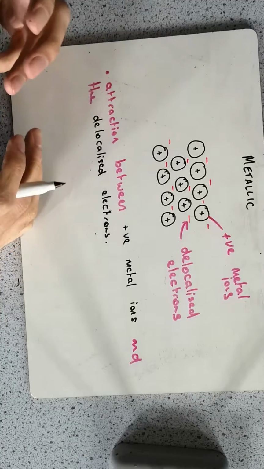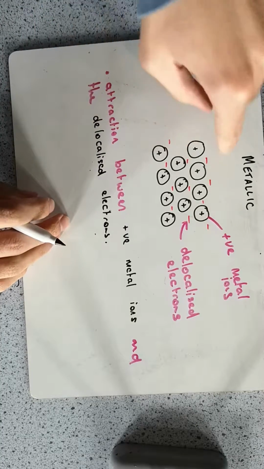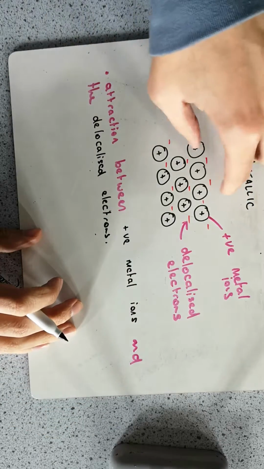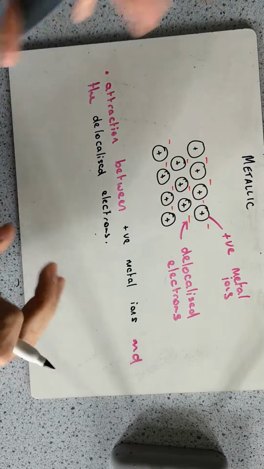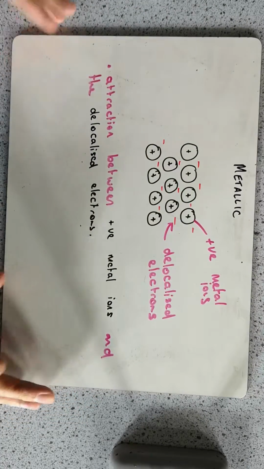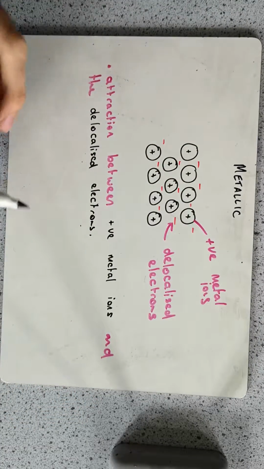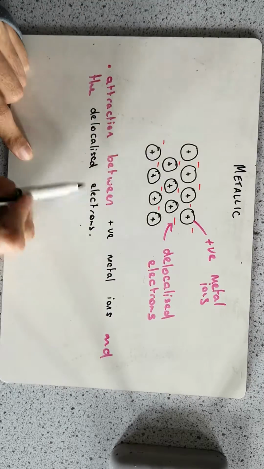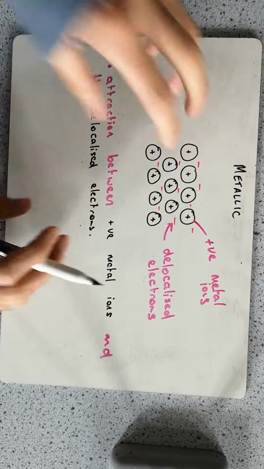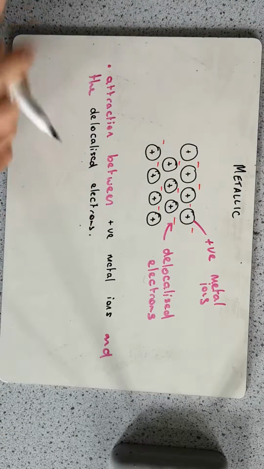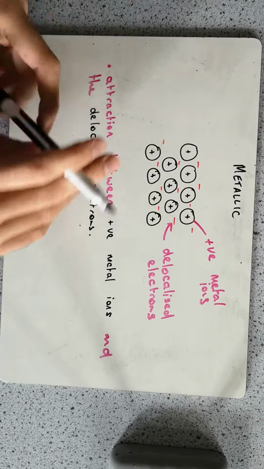Now there are a lot of these attractions. There's sextillions and sextillions of the positive metal ions in a few grams of any metal, and they're attracted to the delocalized electrons. So these attractions are going on all the way through. So in order to break down this attraction between every single metal ion, in order to get it to melt, at least most of them, you need generally a lot of energy.